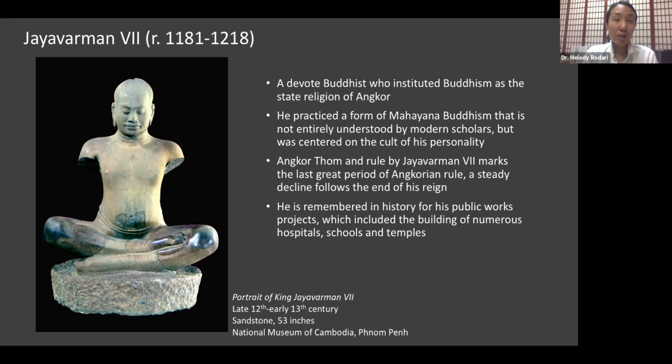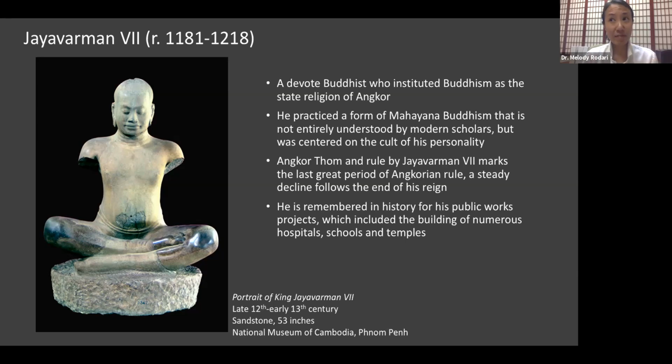Jayavarman VII is important for a variety of reasons, perhaps one of which is that he was a Buddhist, right? He was a devout Buddhist. And for those of you who are somewhat familiar with Angkorian history, the majority of kings of the Angkorian Empire were Hindu. In fact, the first king of the Angkorian Empire was Hindu. And the great King Suryavarman II, who was the patron of Angkor Wat, was also Hindu as well. So as a Buddhist, Jayavarman actually instituted Buddhism as the state religion of Angkor.